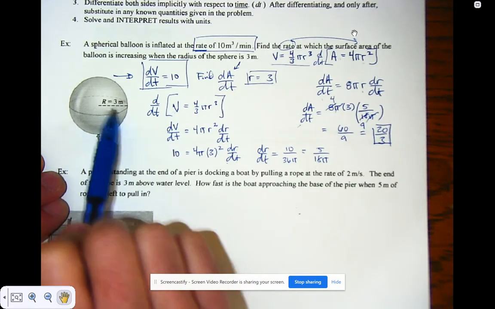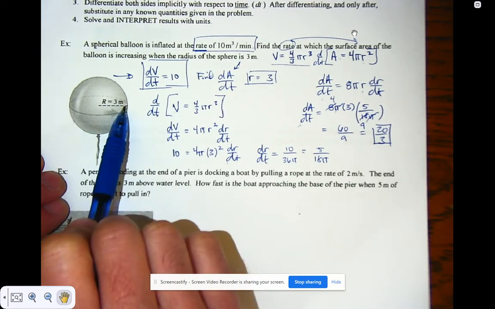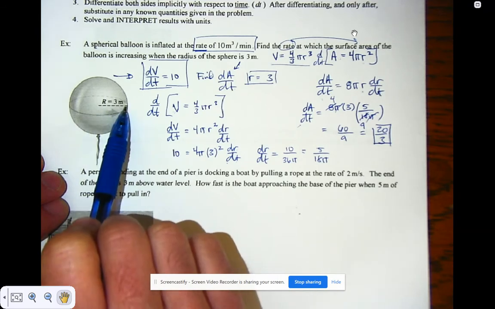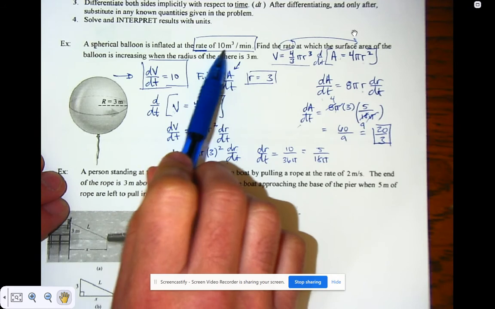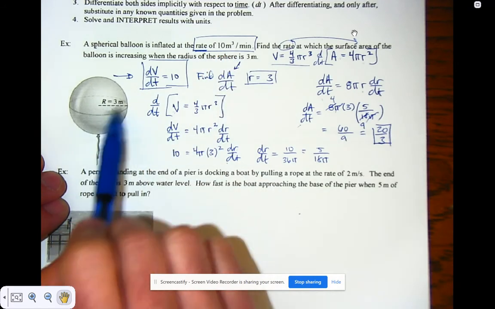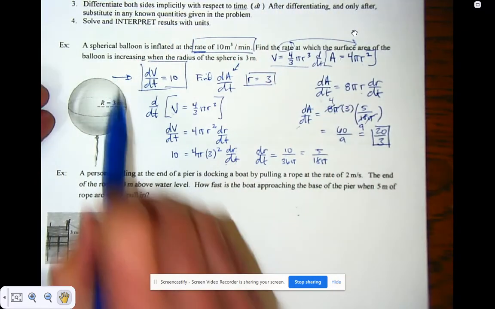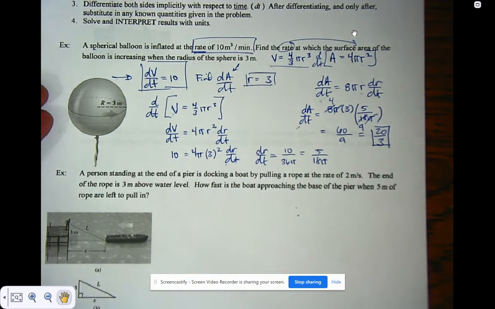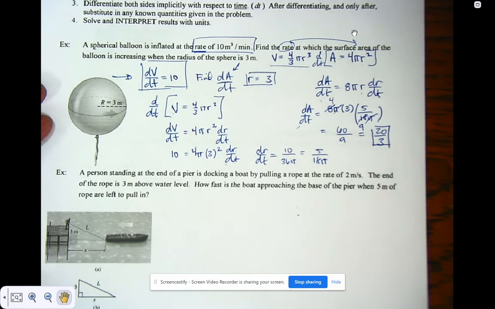So you've got this balloon. Imagine this massive balloon with a radius of 3 meters, which is like 9 feet. Okay, that's just the radius. And if you're blowing it up at 10 cubic meters per minute, what's happening to the surface area? Well, you're blowing up a balloon, the surface area is growing as well. How fast is it growing? Right there. Okay. All right, first one's always the worst. We'll do it again, and by the fourth one, it gets easier.